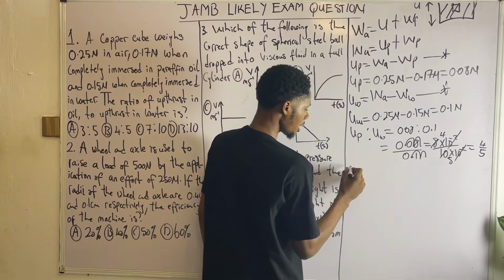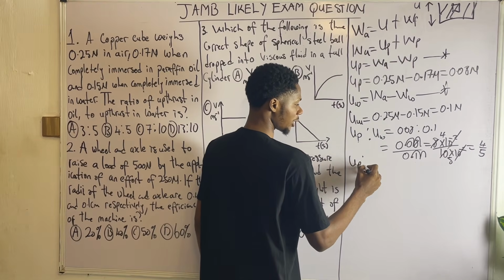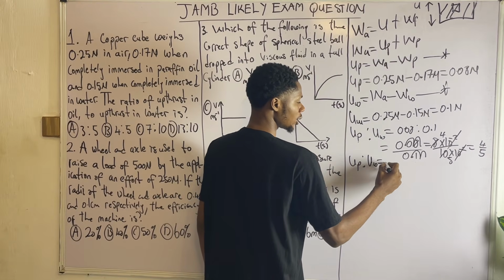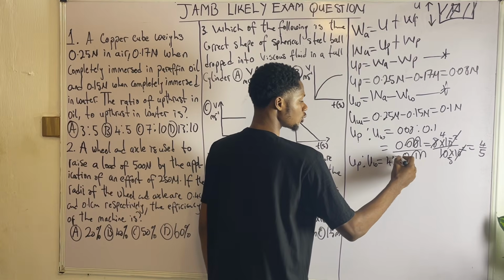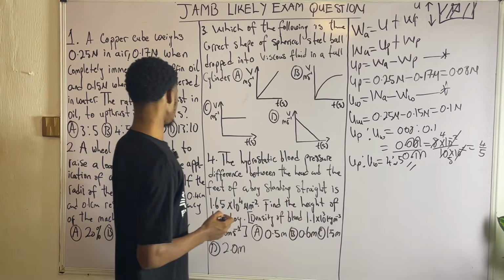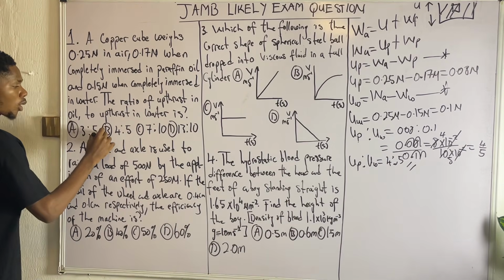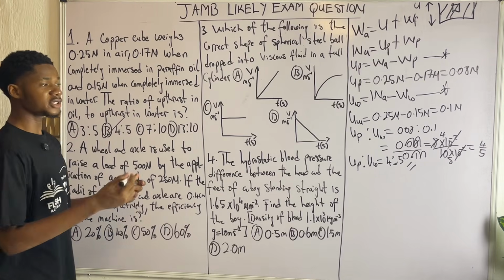Okay, hence the ratio of the ruptures in paraffin to the ruptures in water will be equal to 4:5. That is 4 over 5. Very, very easy. And that gives us option what now? Option B, 4:5. Very, very easy. Okay.